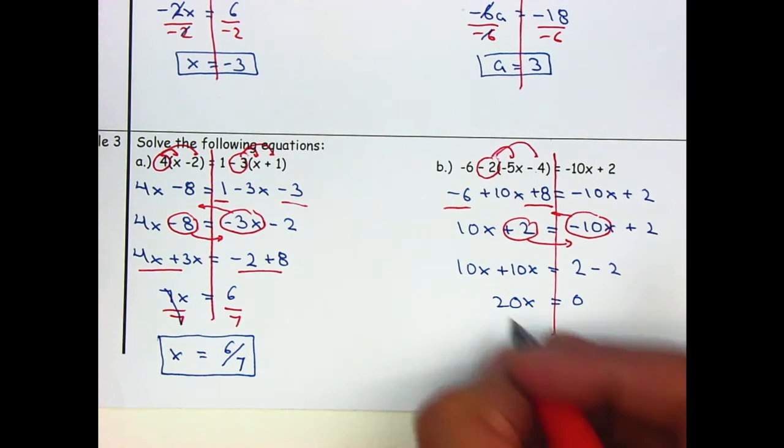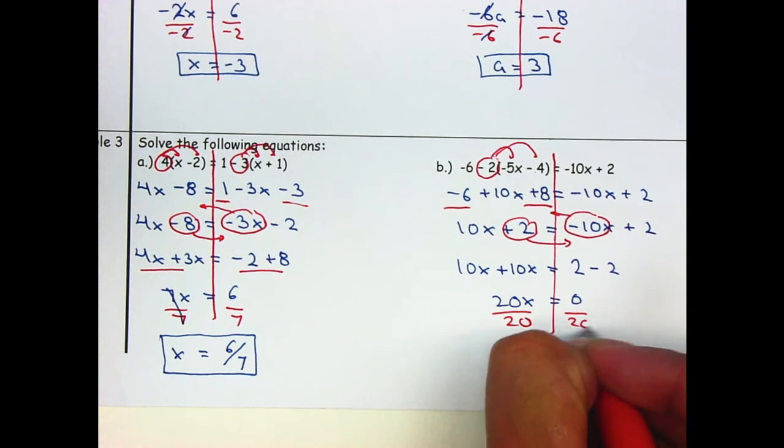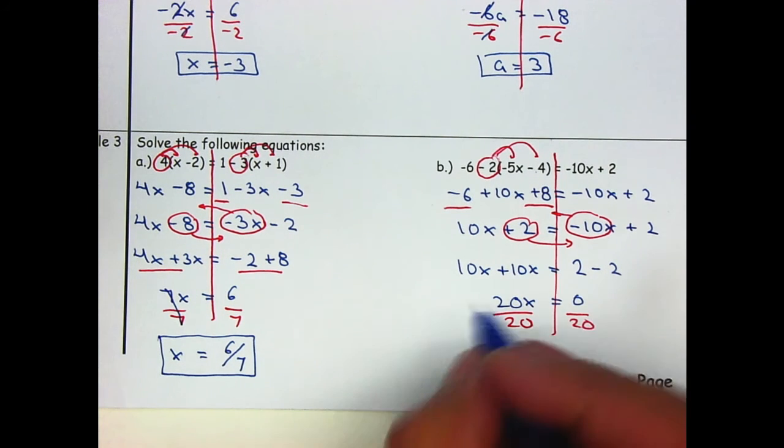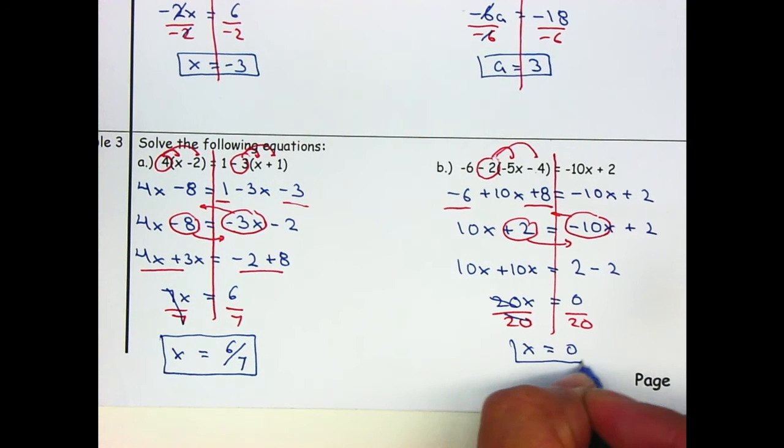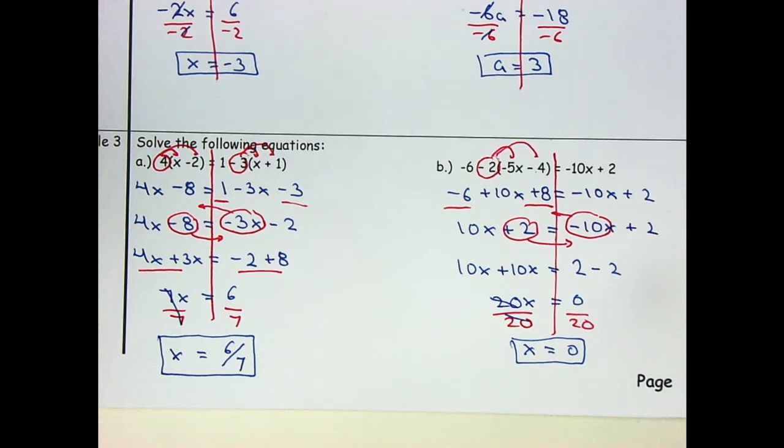And when you divide by 20 on both sides, this will cancel. x is equal to 0 divided by 20, which will give you 0. So your answer will be x is equal to 0.